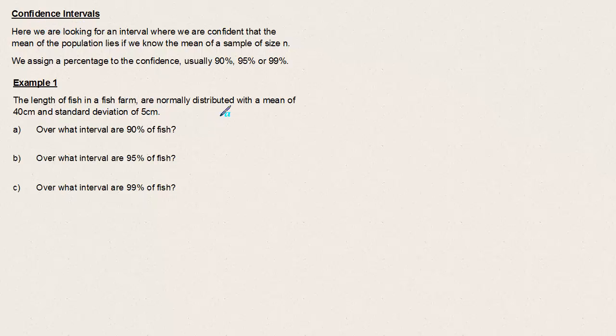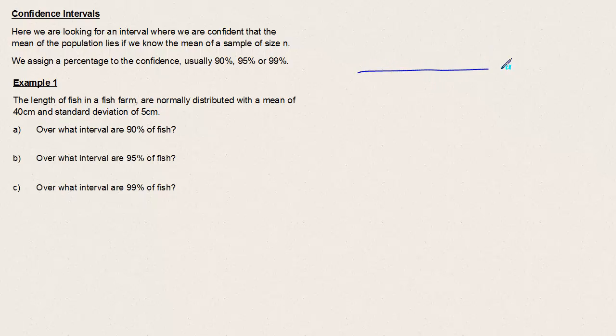Confidence intervals. We tend to use these when we don't know the population mean. And then we look for an interval where we are confident that the mean of the population lies if we know the mean of a sample of size n. Of course, we can always work out the mean of a sample. We assign a percentage to the confidence. Usually that's 90%, 95% or 99%.